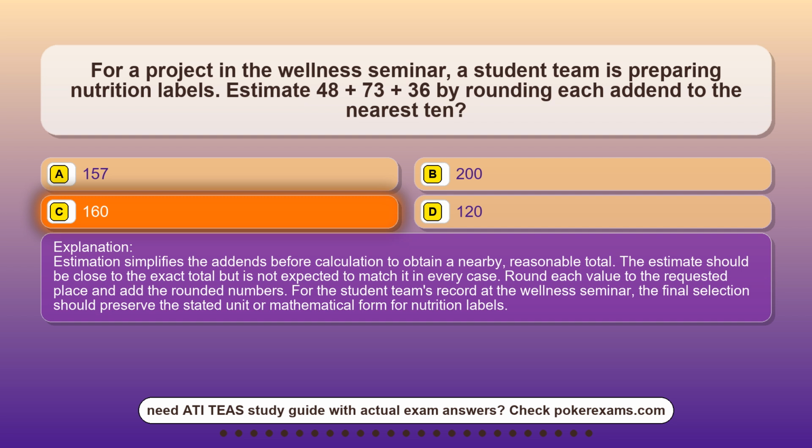Estimation simplifies the addends before calculation to obtain a nearby, reasonable total. The estimate should be close to the exact total but is not expected to match it in every case.